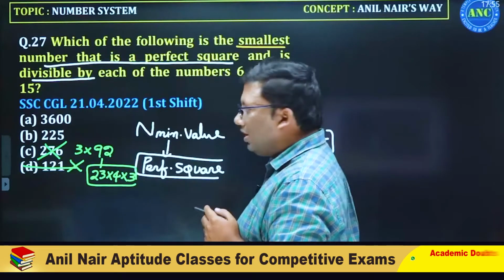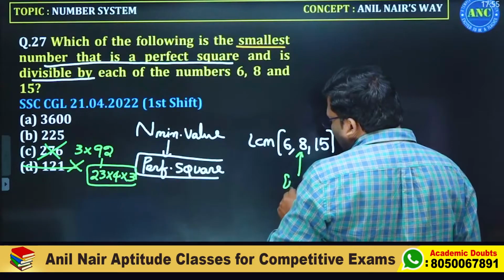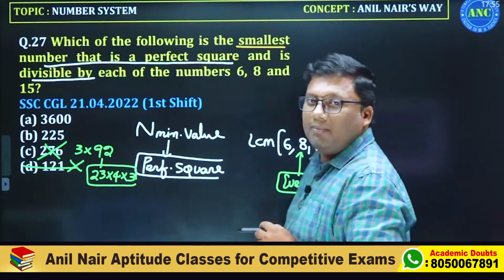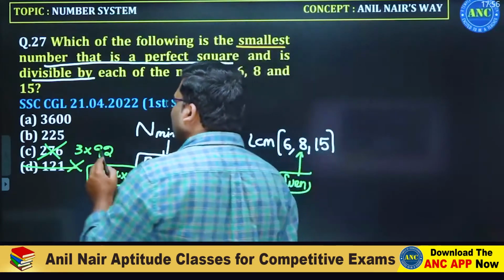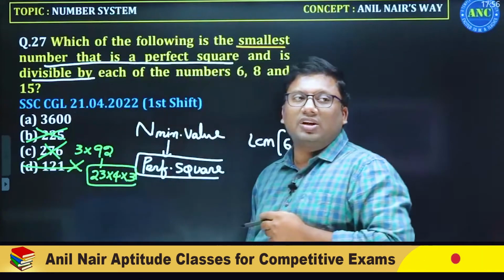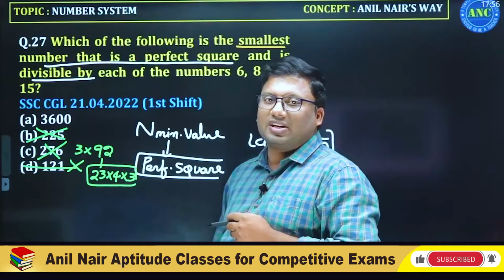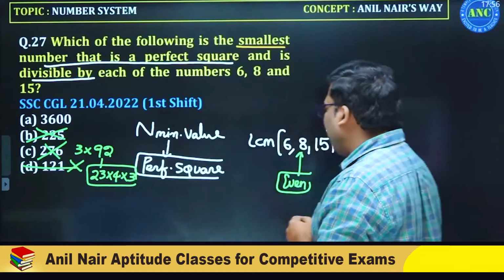225. If you see here, in the LCM, one input number is an even number, so the answer will also be an even number. If an input number is divisible by 2, the answer should also be divisible by 2. So 225 is out. That means without even doing the LCM, I got the answer as 3600. I hope the idea is clear.